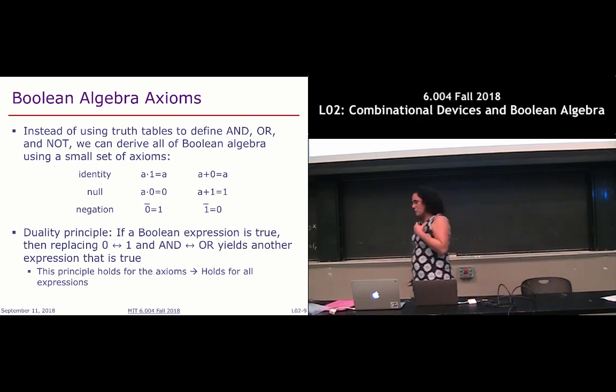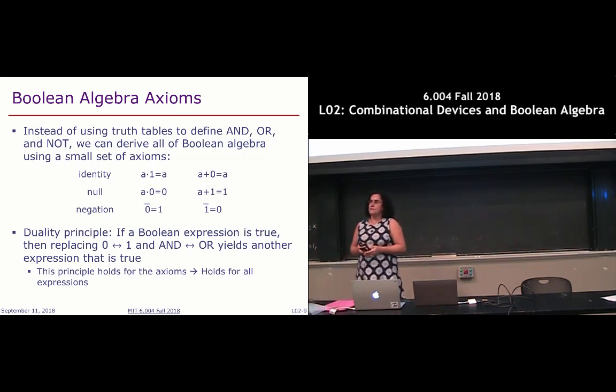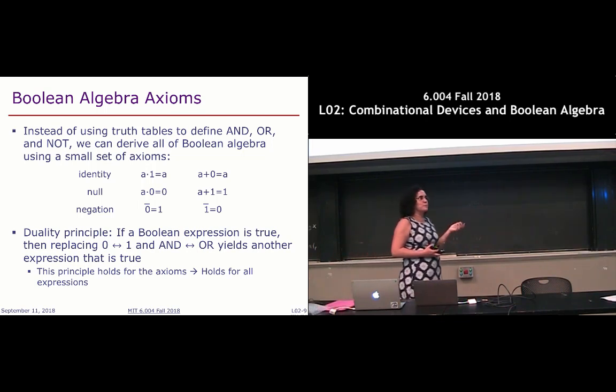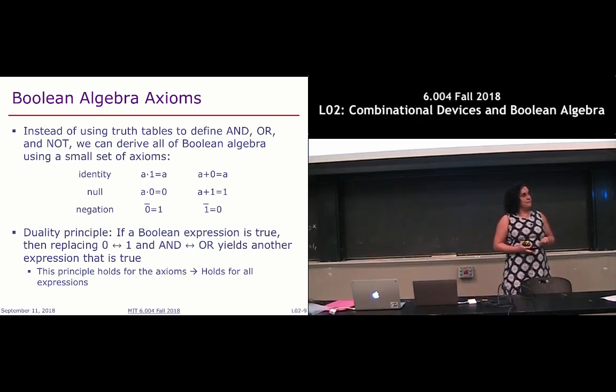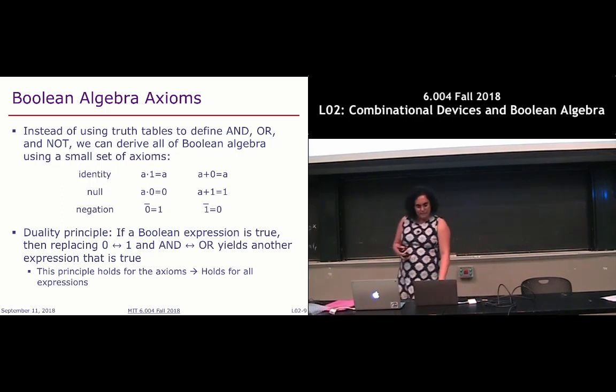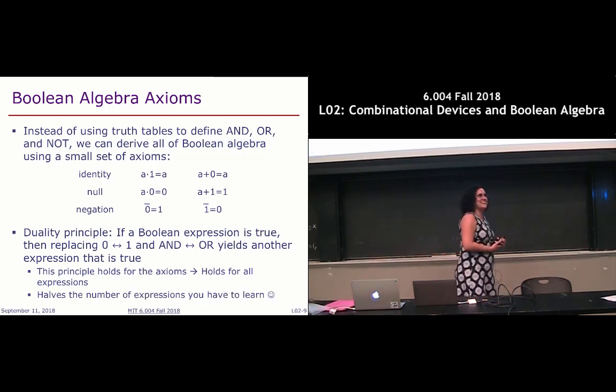And so one thing that's very nice about Boolean algebra is this principle of duality. The principle of duality says that if I have a valid Boolean expression, then if I replace all my 0s with 1s and 1s with 0s, and similarly I replace all ANDs with ORs and ORs with ANDs, then I will end up with another valid Boolean expression. Okay, so if I look, for example, at my first row here, the identity, if I replace this 1 with a 0 and the AND with an OR, I basically get my other identity. So the nice thing about this is we only have to remember half as many expressions.